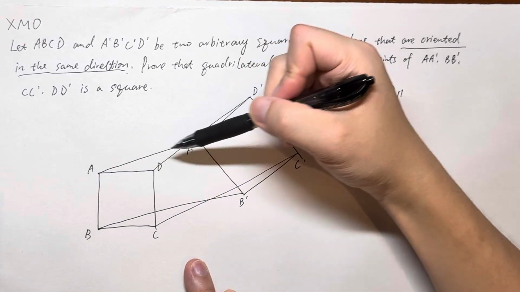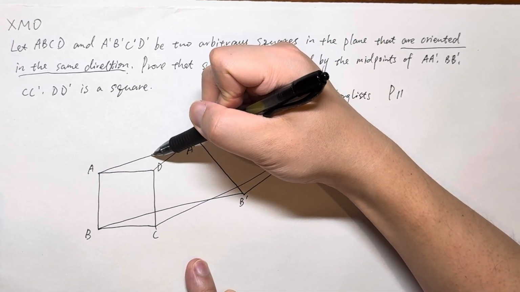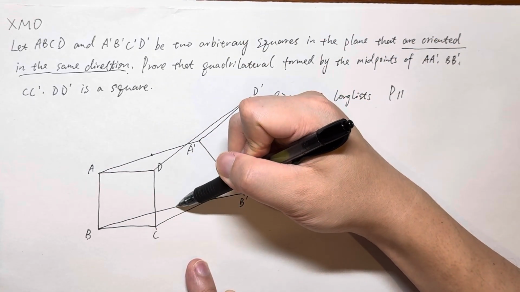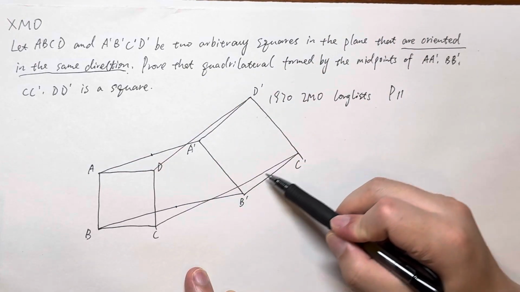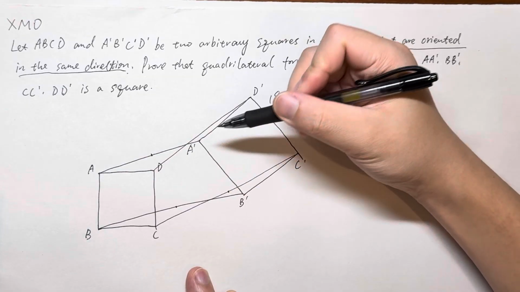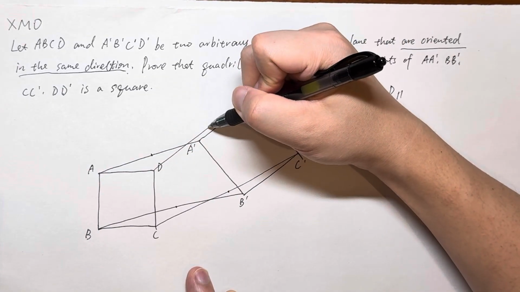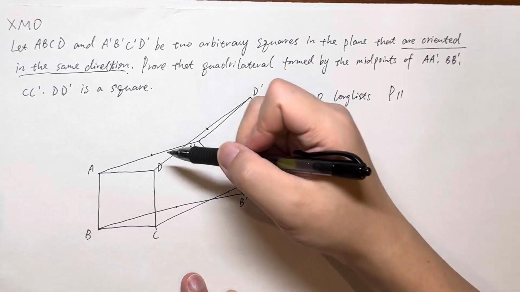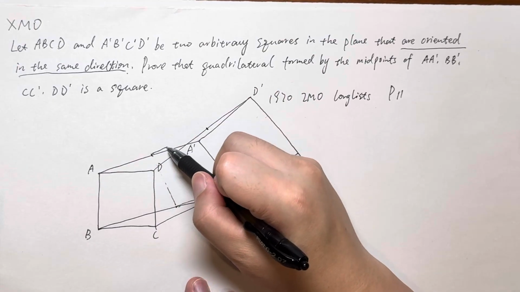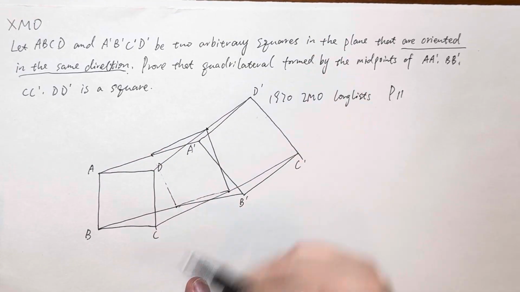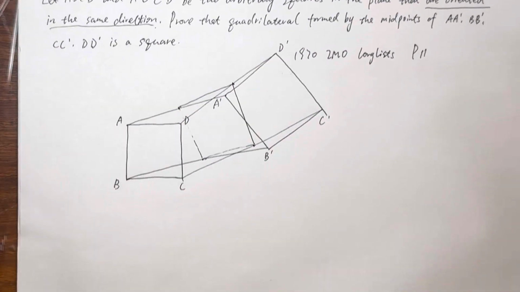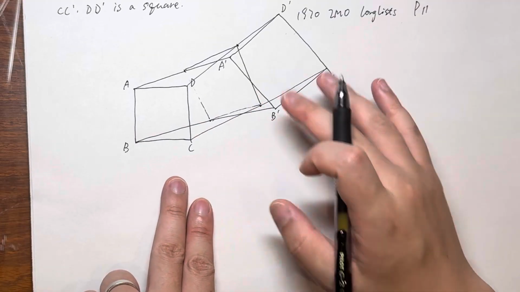Right, so we can find the midpoint of AA prime and the midpoint of BB prime. Then the midpoint of CC prime, and the midpoint of DD prime. We actually can prove that this one is a square, right? And now we just think about this figure.